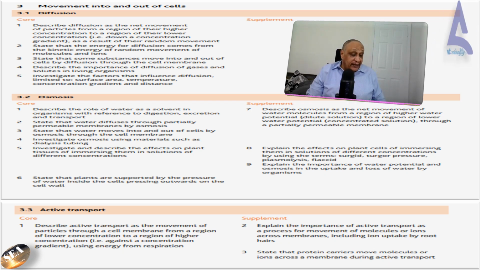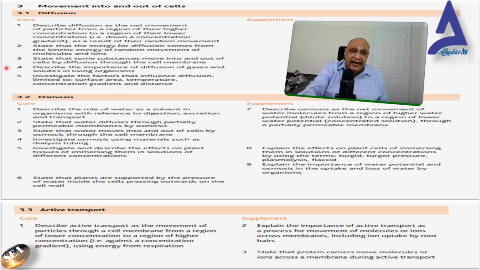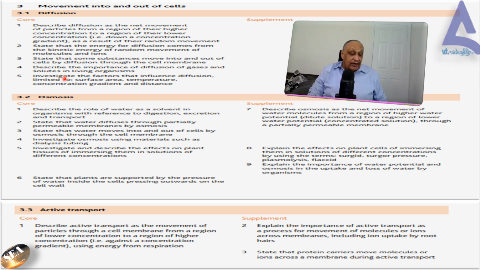The first one is diffusion. We have to know from the core and supplement, both of them. You have to know the first 5 items, which describe diffusion, state the energy of diffusion and how it occurs, state that the same substances move into and out of the cells, and describe the importance of diffusion of gases. So we are going to deal with all these things.